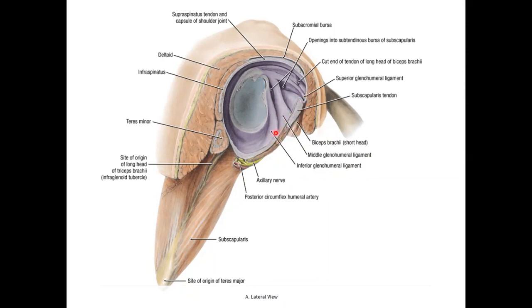this joint capsule. And here again is our axillary nerve and our posterior circumflex humeral artery going around what would be, so you'd have the head of the humerus here and then the surgical neck right here. And so the two of them going around the surgical neck here, as opposed to the anatomical neck, which would be if you had cut off the humerus while the head was still inside of the joint.